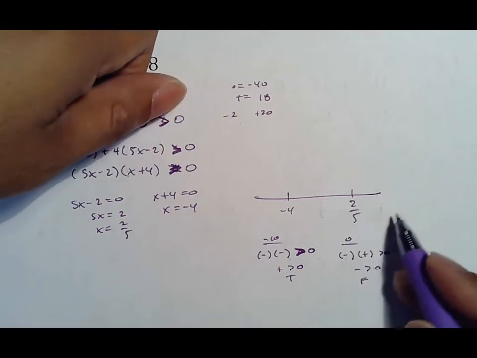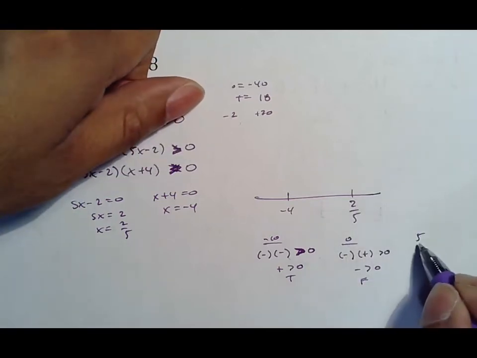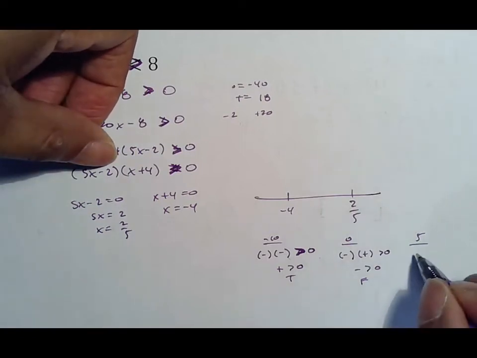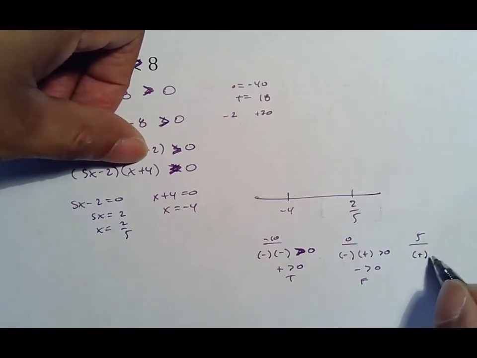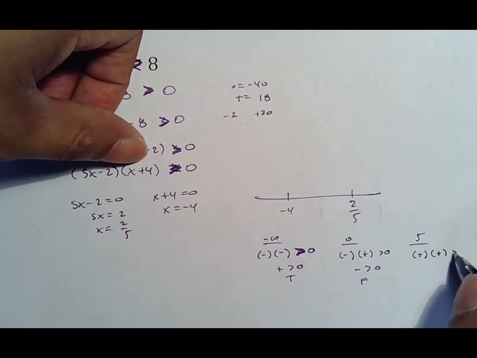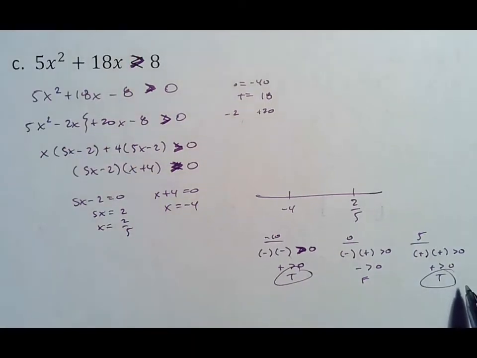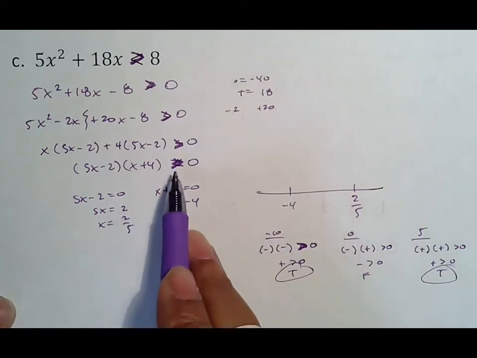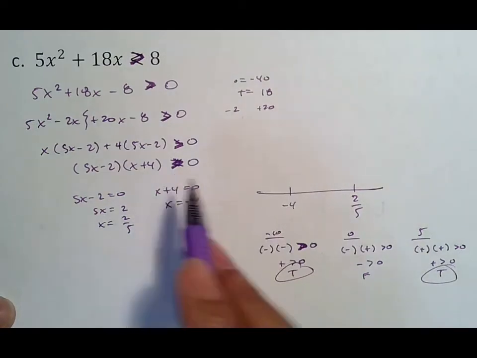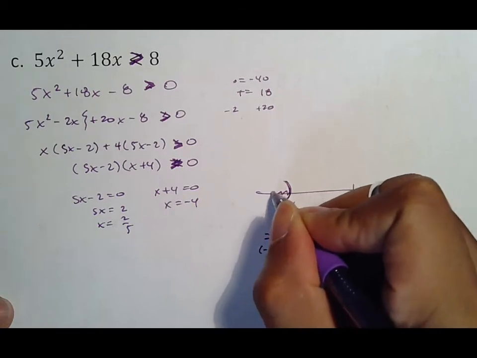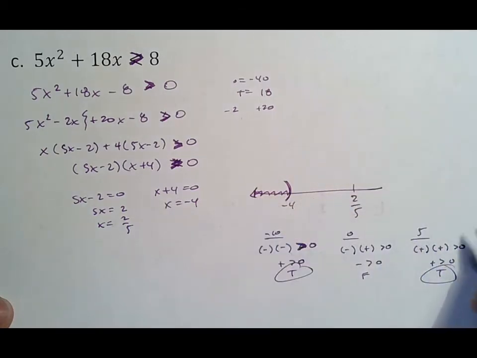And then pick a number bigger than 2/5. Again, I'll just pick a number way away from it, like 5. 5 times 5 is 25 minus 2, which I believe would be positive. 5 plus 4 would also be positive. Positive times positive is greater than 0, which means we are looking at these two sections. So if you were going to graph this, you've got to remember that it does not have a closed circle. It's an open circle, so you would use a parentheses because it's going this way. It has to open in the direction that it's going.